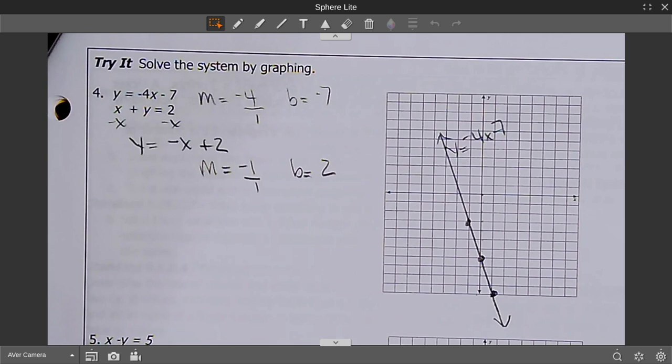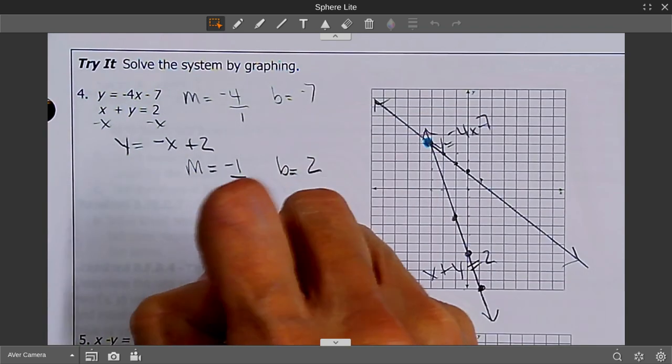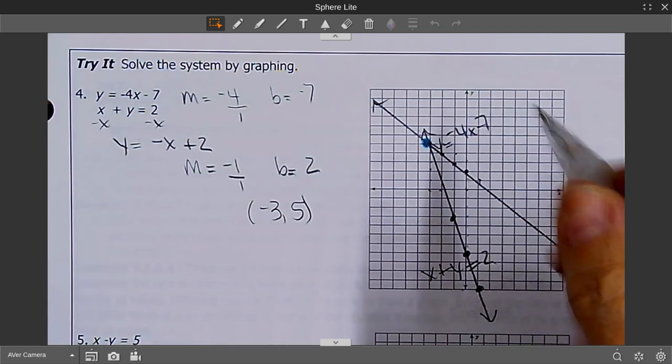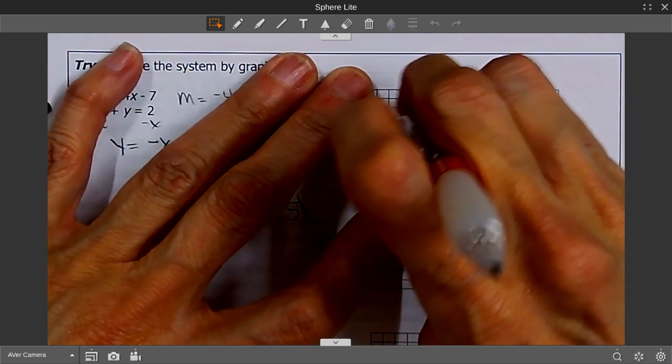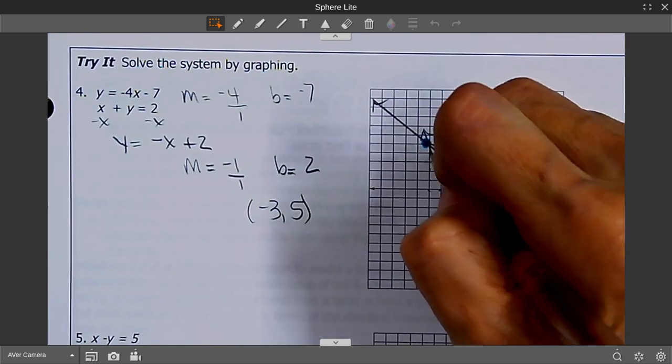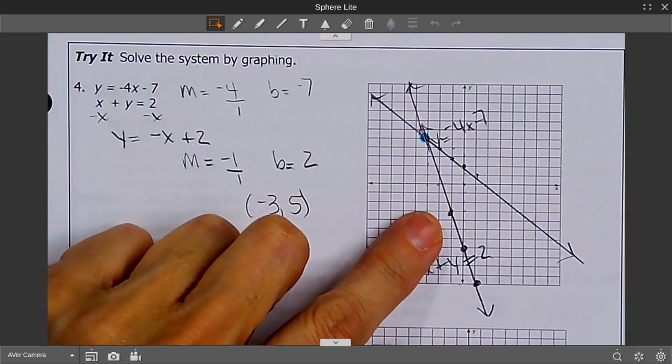Jack. I agree. So my solution is negative 3, 5. It's right here. I made one line too short, and then I labeled it right where it intersects. Did yours look similar? Okay, what was different on the second line, Isaac?